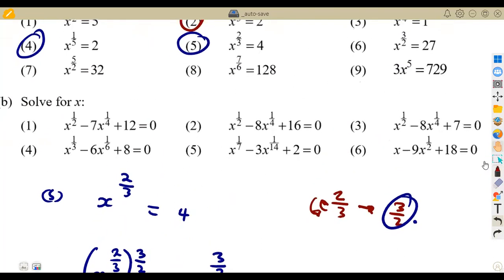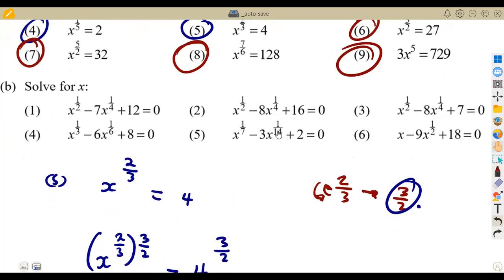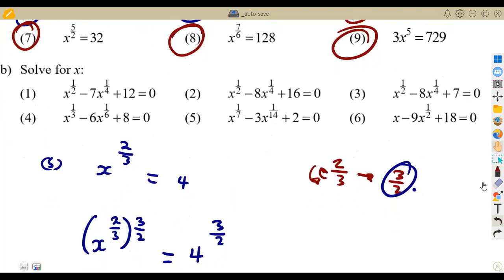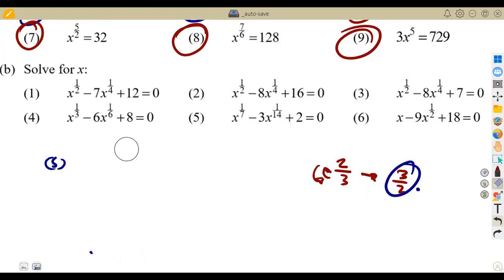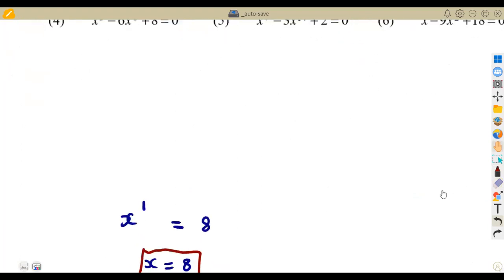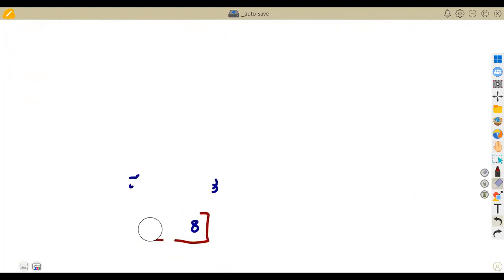The same thing on question number 6. I want you to try that also. Question 6 or question 7, question 8, question 9. Just one and the same thing. But on question number 9 there, as you can see, there's something that we need to do before we talk about the reciprocal of the exponent. Here there is a number that we just need to get rid of. Okay, let me just remove this so that we can talk about number 9 here.